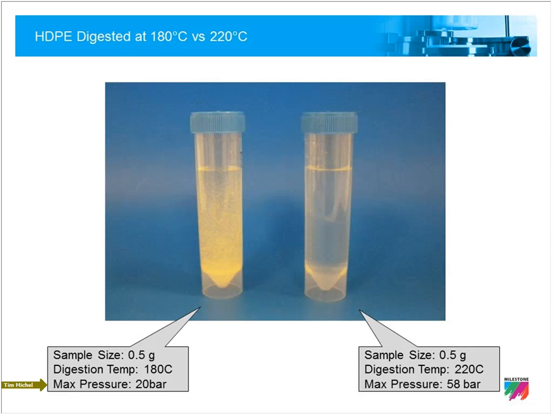So there was a lot of organic component that still needed to be oxidized and broken down to get a good, clear solution like the one that we see here at 220 degrees C. Notice that when we digested half a gram of high-density polyethylene at 220 C, the pressure generated was 58 bar. That's pretty substantial.